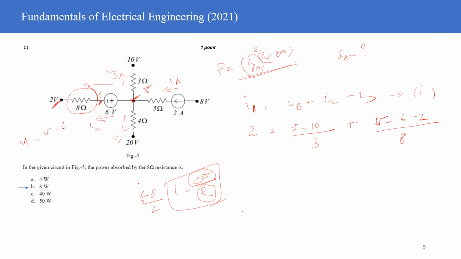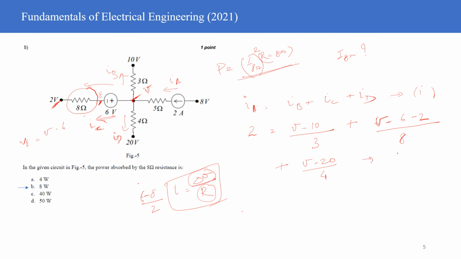Correct, Shiva. Right? So V minus 6 minus 2 divided by 8 ohms will give you the current here, IC, right? Okay, that's good, Shiva. Can you help me figure out what is the current in the ID branch, Shiva? V minus 20 V and then by 4 ohms. That's good.